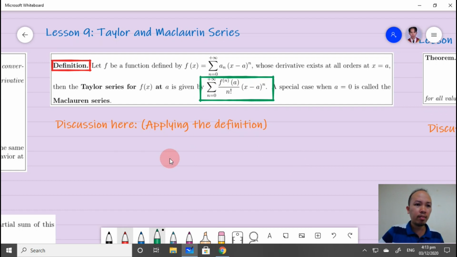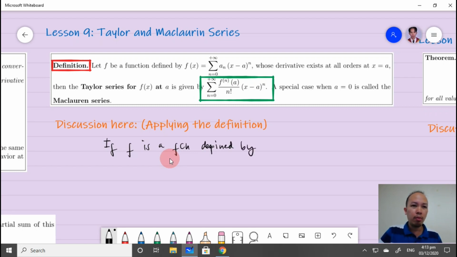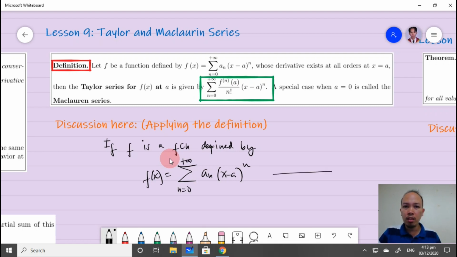Discussion here. If f is a function defined by f of x equals the sum of a sub n times (x minus a) to the n, where n starts from 0 to positive infinity, we will denote this function as a star.